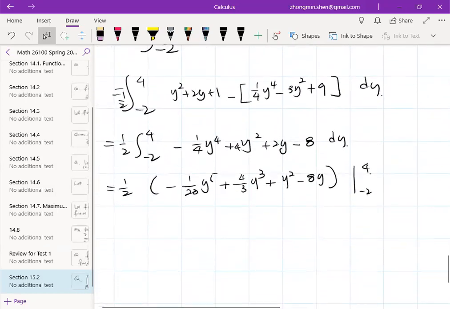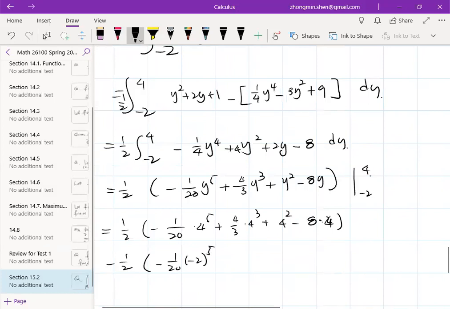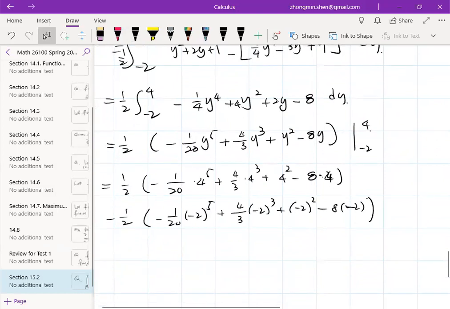And at the end, you can put the number here. If you don't have time, just leave it like that, and you come back later. This is going to be -2 to the 5th plus 4/3 -2 cubed plus -2 squared minus 8 -2. I'm going to leave it like that. I don't want to do the computation, so you can simplify it.